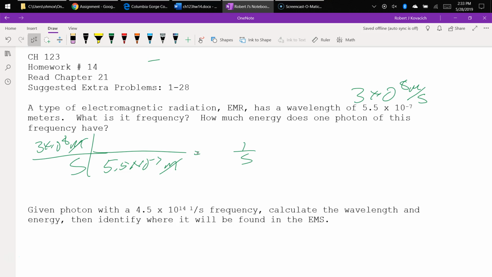So I got 3e8 divided by 5.5e negative 7. So 5.5 times 10 to the 14th.